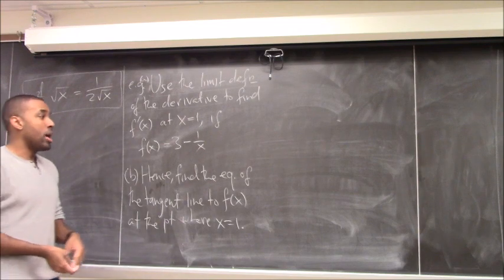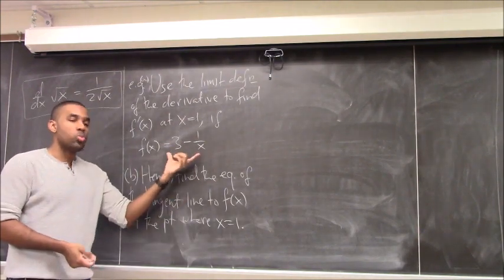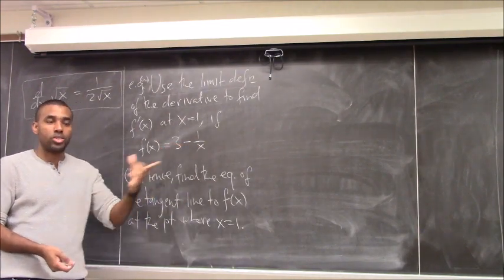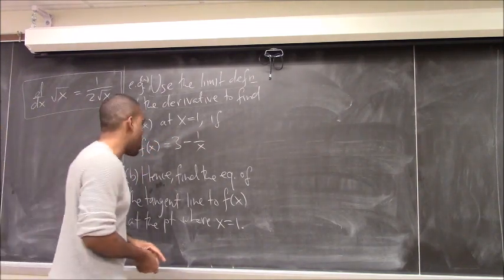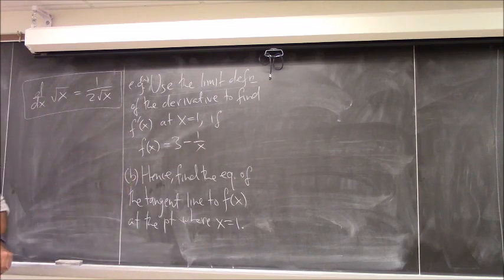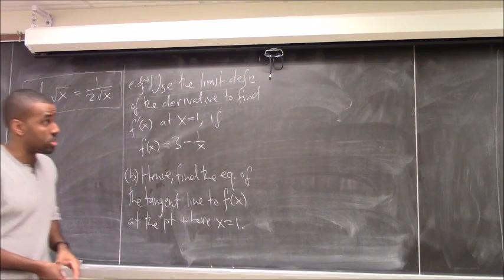Right, so by the time the second test comes around, we will know shortcuts. We will be able to differentiate this without using the limit definition. But here I'm specifically requiring it. And then I want you to use that answer to find the equation of a tangent line at a certain point.